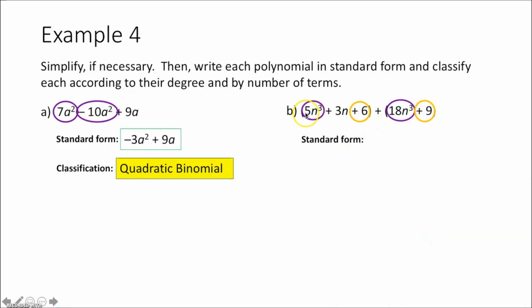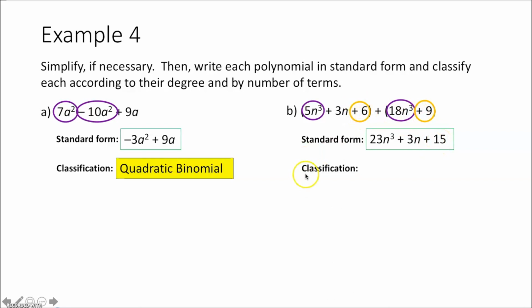Perfect. So let's start by adding together the 5n cubed and the 18n cubed. When you add these together, you just add the numbers out front. So you end up getting, what is that going to be? 23n cubed. And that's going to go in front because that's your highest degree. So we got 23n cubed going first. Then the 3n, because that's a first degree term, goes next. And then your constant goes at the end, which is 6 plus 9, that's 15.